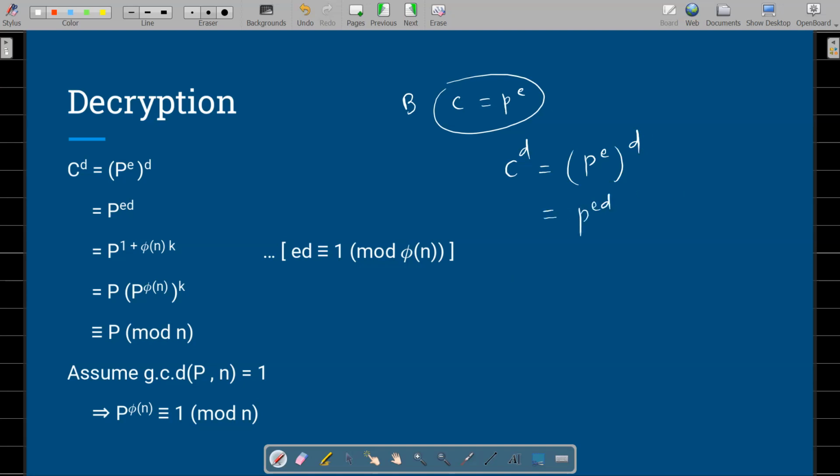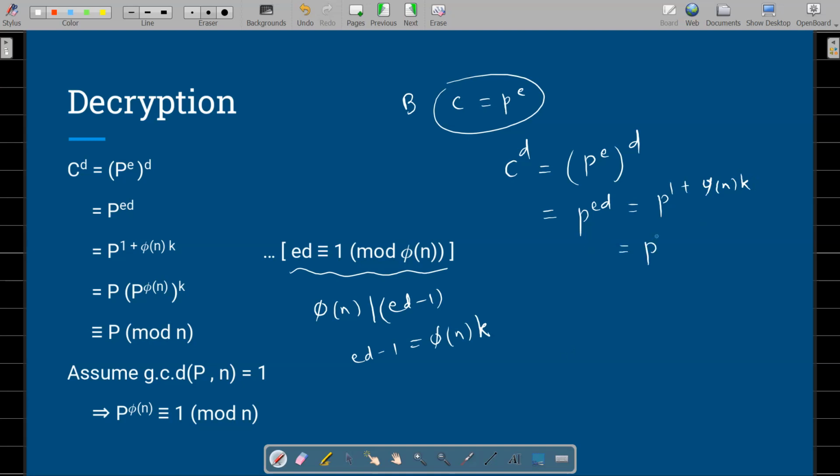And what did we say? ED is 1 mod phi, right? Which means phi n divides ED minus 1. Or ED minus 1, I can write as phi n times some quotient k. So I can replace ED by 1 plus phi n times k. Is that okay?